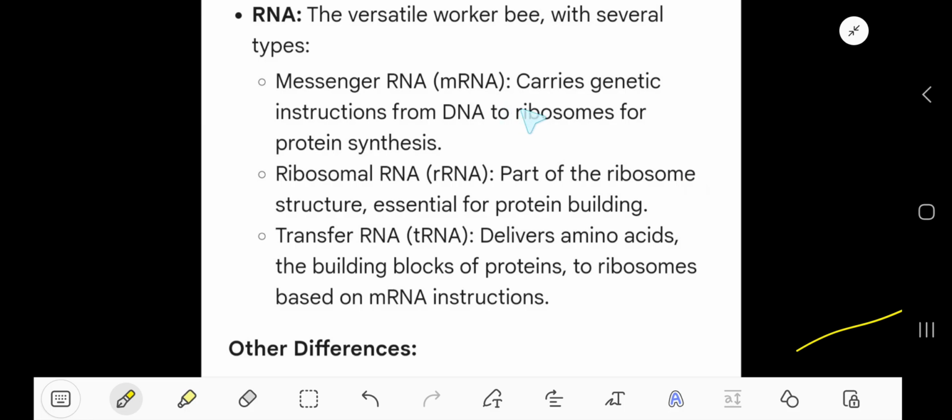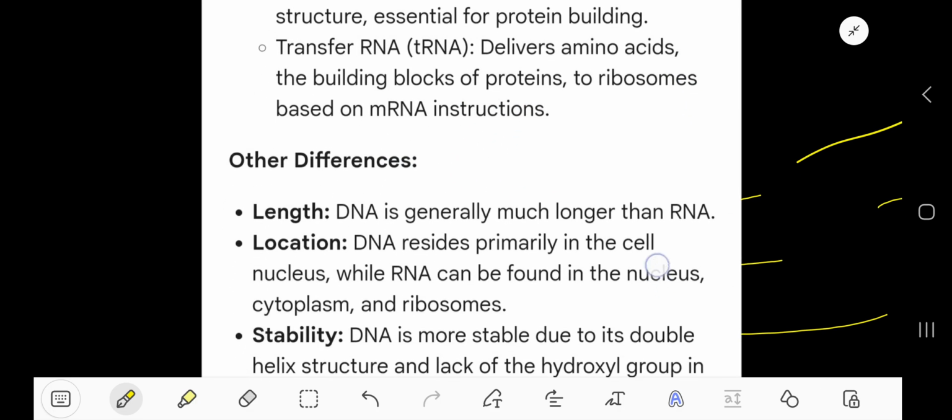Messenger RNA carries genetic instruction from DNA to the ribosome for protein synthesis. Ribosomal RNA, part of the ribosome structure, is essential for protein building. Transfer RNA delivers amino acids, the building blocks of protein, to the ribosome based on mRNA instructions.